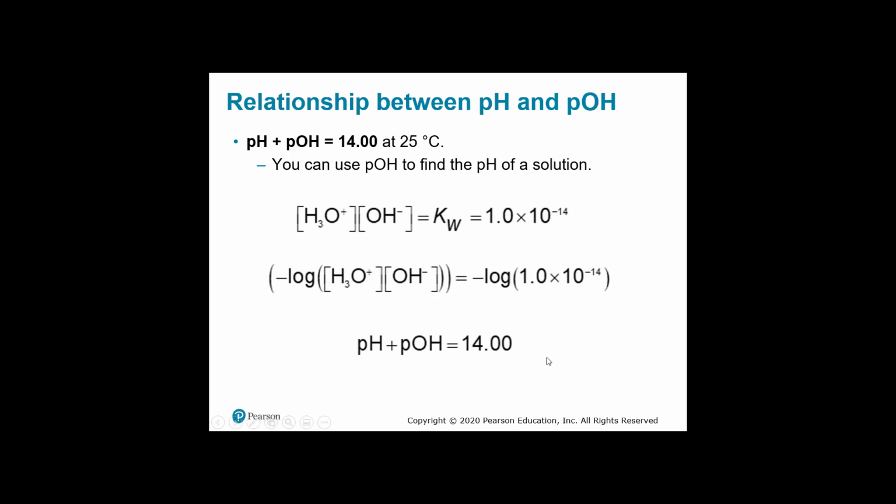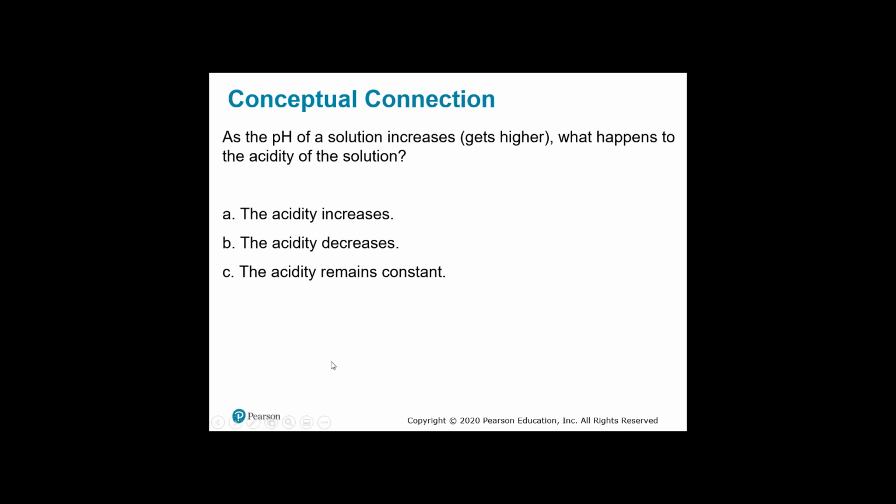So if you have the pH, you can subtract it and you can determine what the pOH is, and vice versa. So as the pH of a solution increases, what happens to the acidity of the solution?